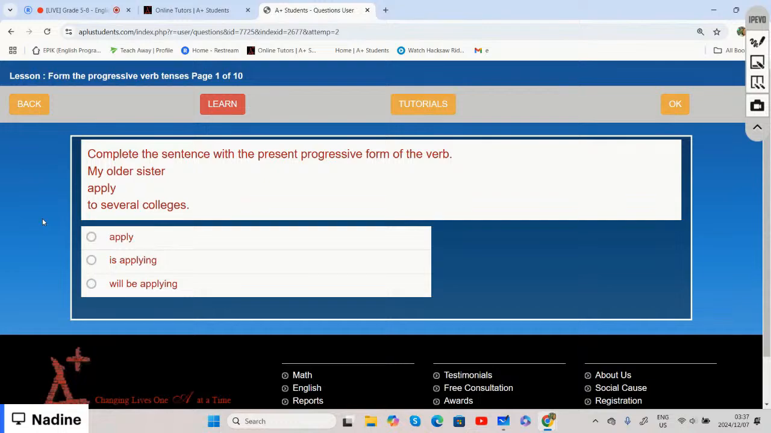So we say that my older sister apply to several colleges, or is applying to several colleges, or will be applying to several colleges. Option one, two, or three.